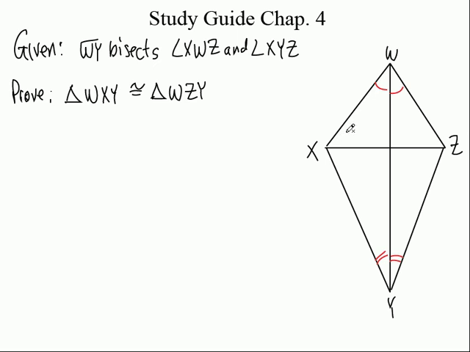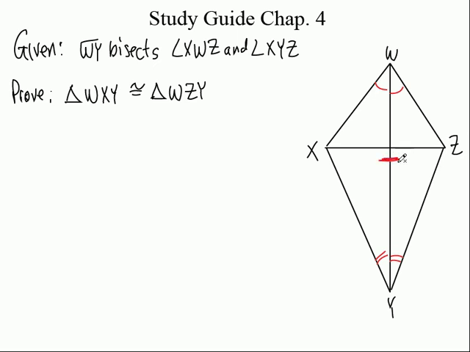Travis, what do you see? WY just reflects it. That's good. WY equals WY. Do you see it? What am I trying to do? I'm trying to prove that this triangle over here on the left-hand side is congruent to this triangle over here on the right-hand side. I've already got two angles, don't I? I've got an angle and I've got an angle. What else do I have?